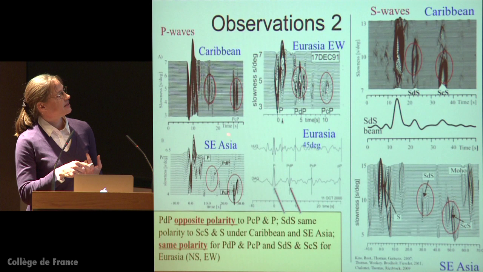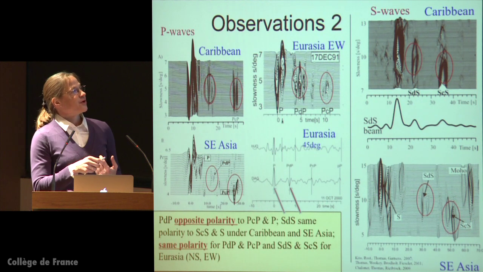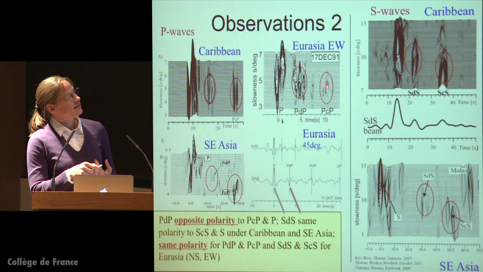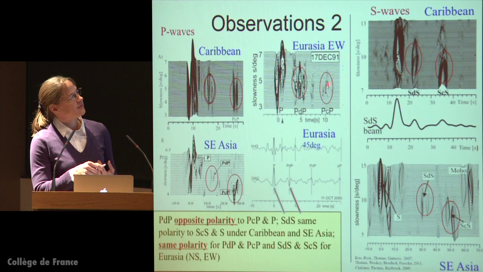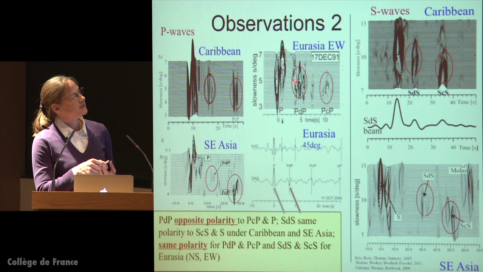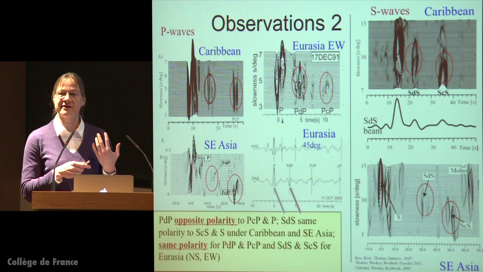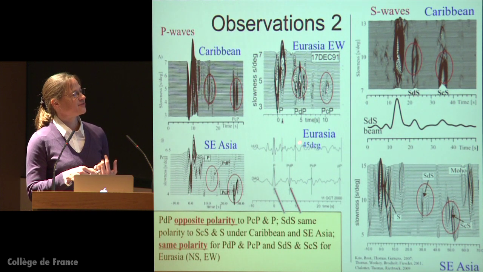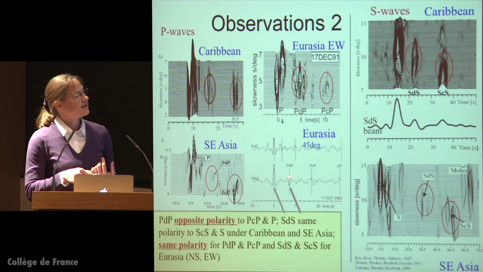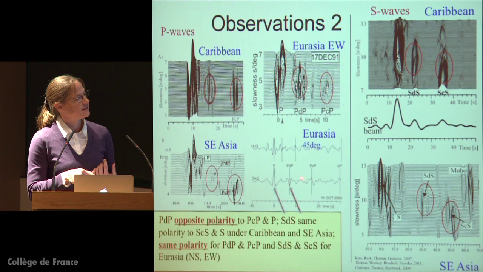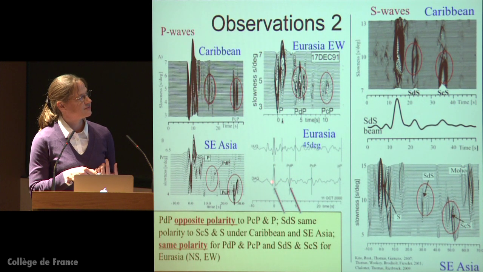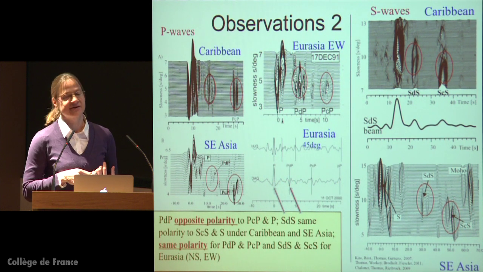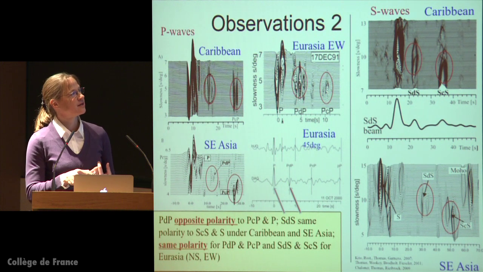So that's for the Caribbean and in Southeast Asia. For Eurasia, for the P wave, it's actually the same way. So here you can see downswing, upswing, downswing, and here the same for PDP, downswing, upswing, downswing. So we have the same polarity. But if you look at the 45-degree path compared to this one, east-west, and there's another north-south path, then you can see that it's, again, here the opposite polarity. Actually, here you can see it between P and PDP. It's opposite polarity between those two waves.